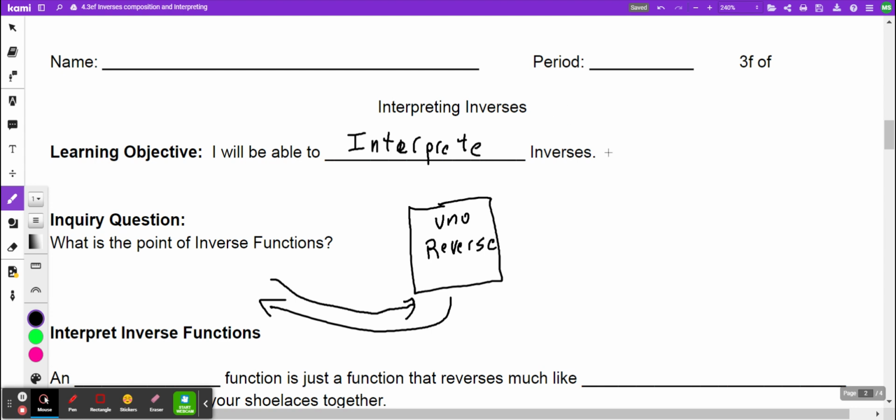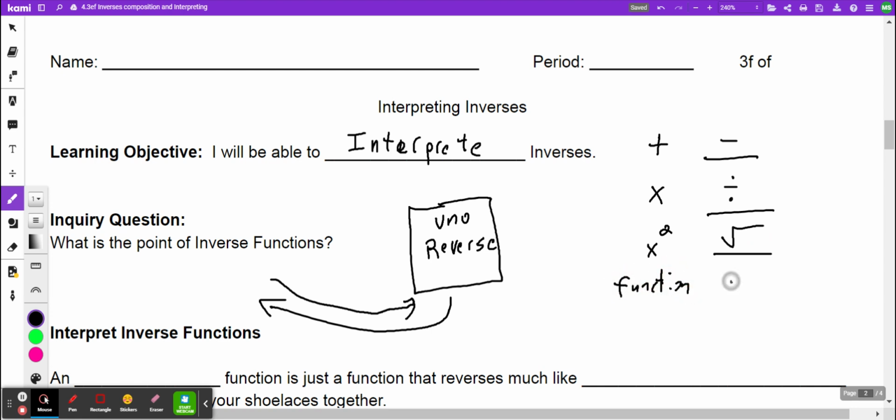So, like, the opposite of adding is what? Subtracting. The opposite of timesing is what? Division. The opposite of a power, like squaring, is square rooting. And the opposite of a function is its inverse. That's just something really quick.